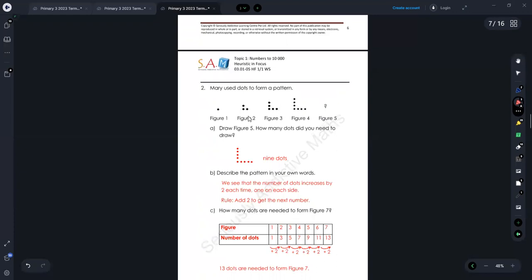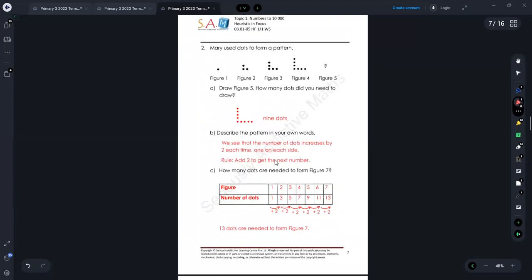Okay, so note the difference. It's always adding 1 on top, 1 to the right, 1 on top, 1 to the right, 1 on top, 1 to the right, 1 on top, 1 to the right. Okay, but how do you describe it? Right, so that's a model answer there. We see the number of dots increase by 2 each time, 1 on each side. Okay, I'm not sure whether each side is the best, so maybe you say 1 on top, then 1 on the right. I think that may be better. Okay, after that, show them how to write this table out, number of dots, and then we should be able to see the pattern. So it's actually plus 2, plus 2, plus 2.